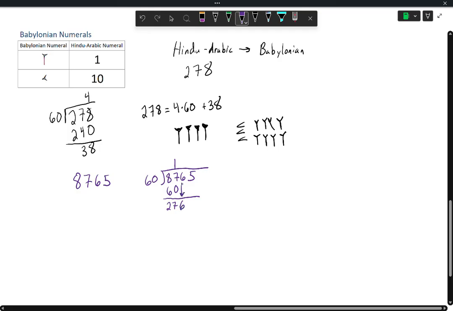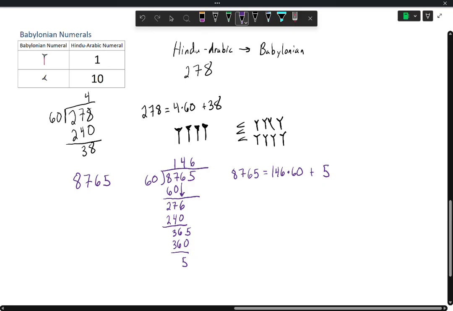So let's see, how many times does 60 go into 276? Oh, that's going to go in 4 times. So 4 times 60 is 240. I'm left with 36, and then I have a 5. How many times does 60 go into 365? Oh, that goes in 6 times. And I'm left with 5. So this tells us that 8,765 is 146 times 60 plus 5.